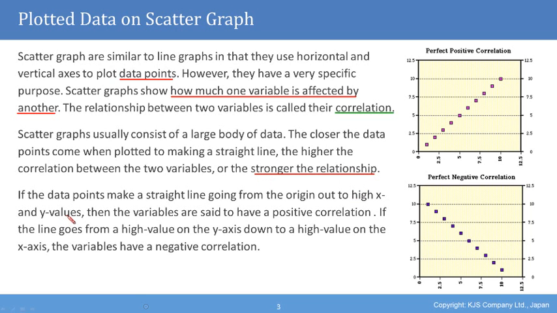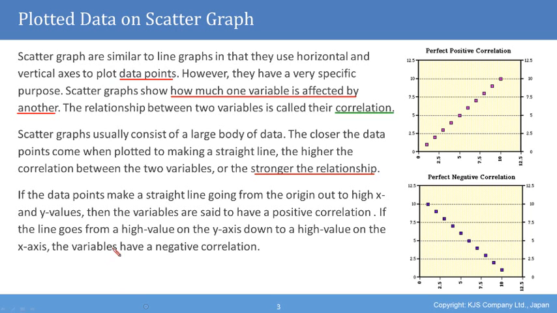If the data points make a straight line going from the origin out to high x and y values, then the variables are said to have a positive correlation. If the line goes from a high value on the y-axis down to a high value on the x-axis, the variables have a negative correlation.